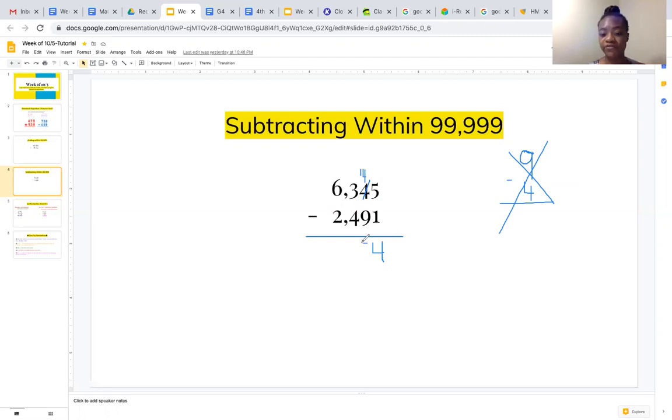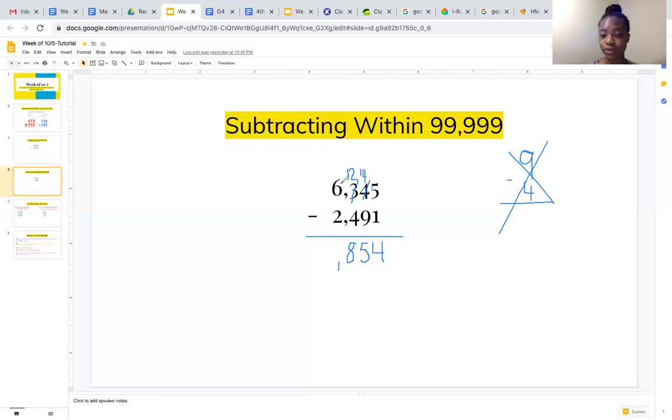Once we do that, we're left with 5. And this digit 3 in the hundreds place is no longer a 3. Remember that we regrouped, so we took 1 away from it, 100. We brought it over to the tens place. So this is now 12. So now we can take 4 away from 12. And we're left with 8.